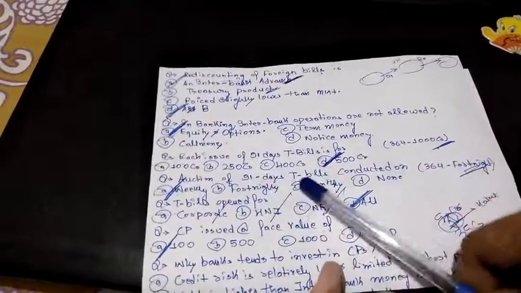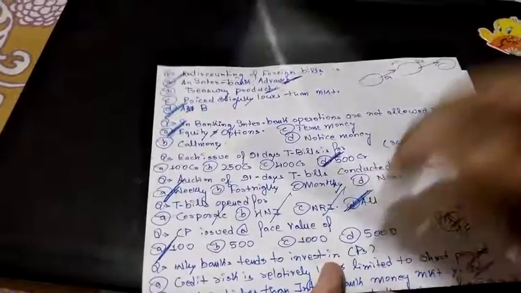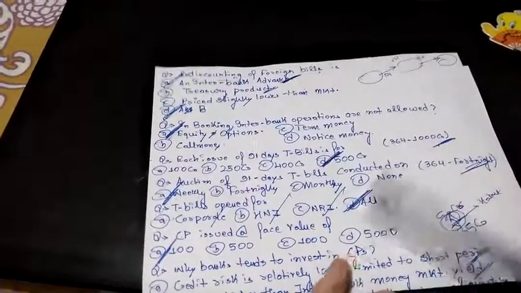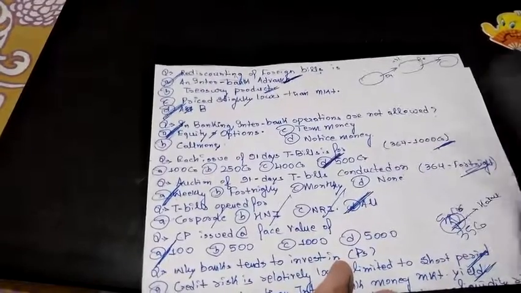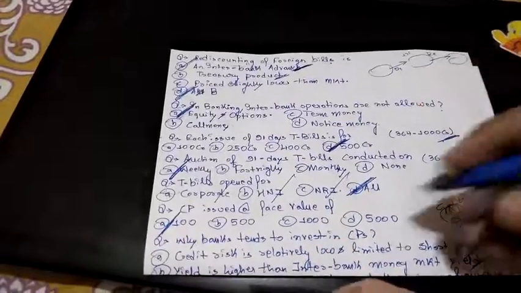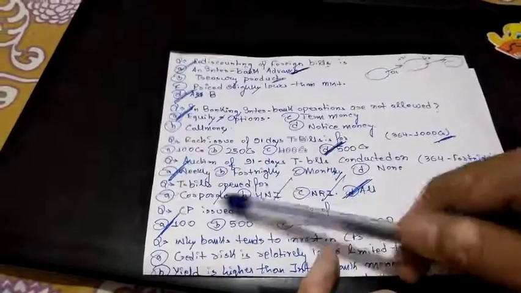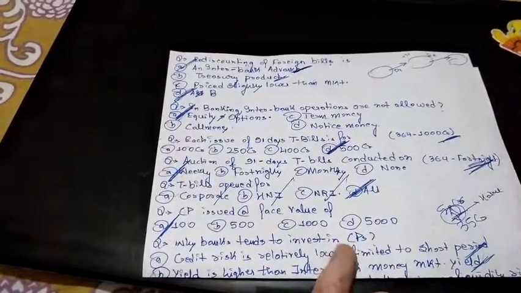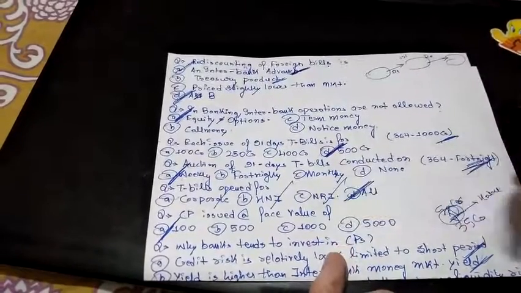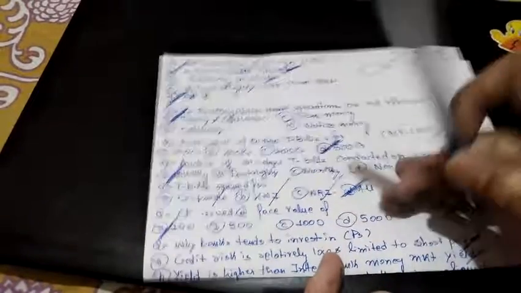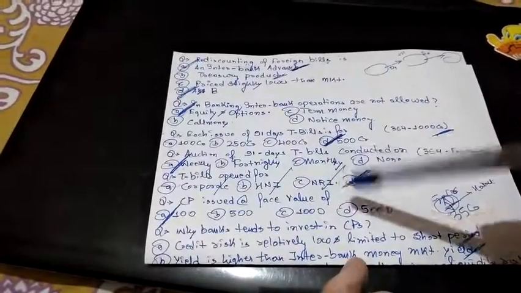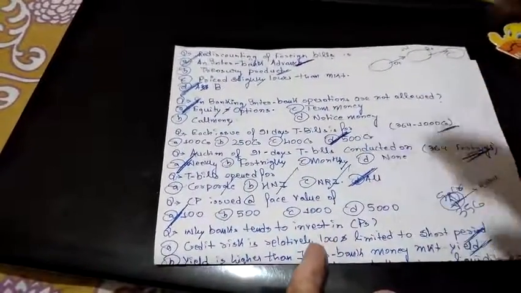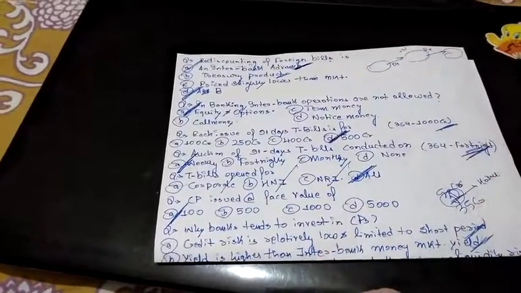Auction of the 91 days treasury bills is conducted on a weekly basis. Every week the 91 days treasury bills will come, and the 364 days treasury bill is fortnightly. Treasury bills are open for everyone: corporates, HNI meaning high net worth individuals, NRIs, it is open for all. Commercial paper is issued at the face value of 100. It's factual data you need to remember that CP is issued at a face value of 100 rupees.